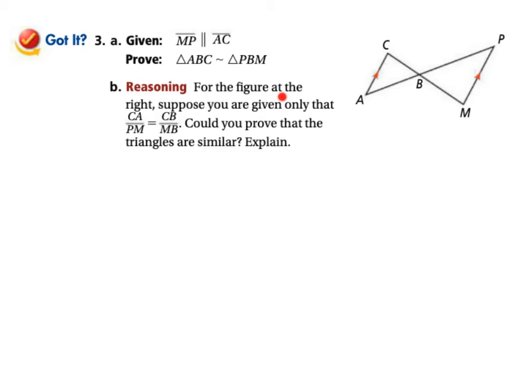The next bit is to say, well, now we don't know that the lines are parallel. Suppose that the only thing we do know is that CA is proportional to PM the way that CB is proportional to MB. Okay, if you had that and you knew the other information that was there, do you have enough to prove it's similar and explain it?